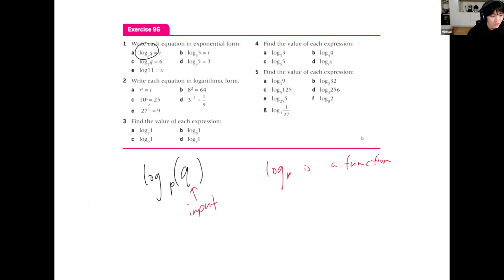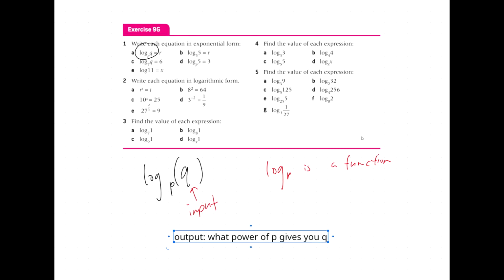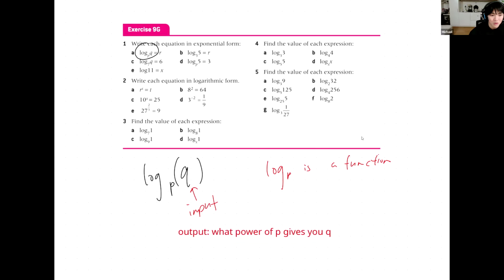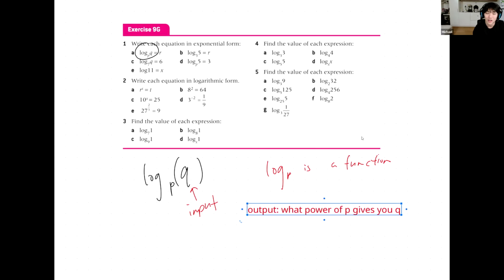Okay, listen to this sentence again carefully. It's the same sentence. The output is what power of P gives you Q. That's what I was stressing about. What power of P gives you Q? If you read that like 10 times, you're going to get what it means.